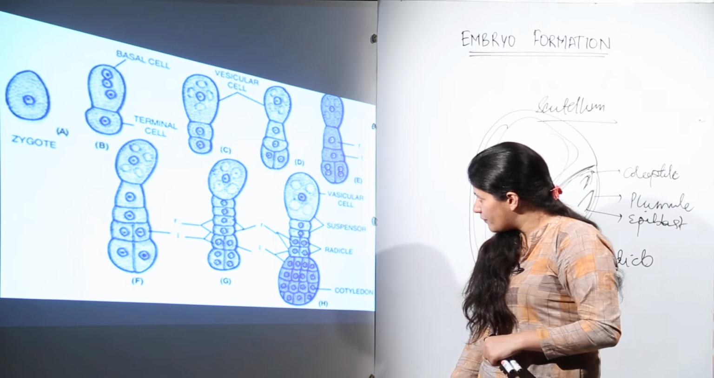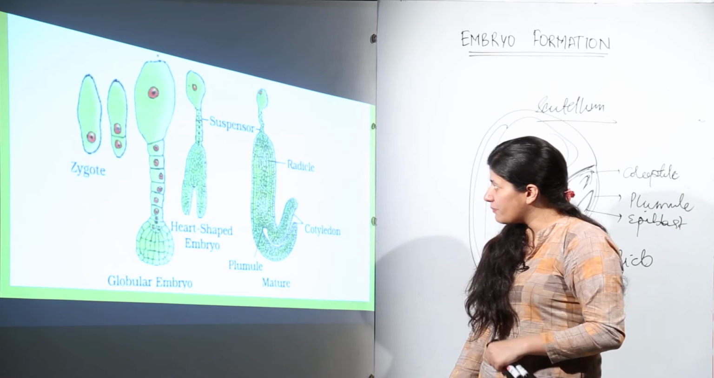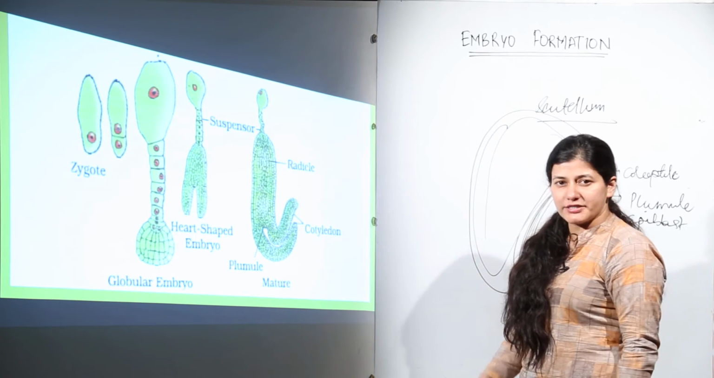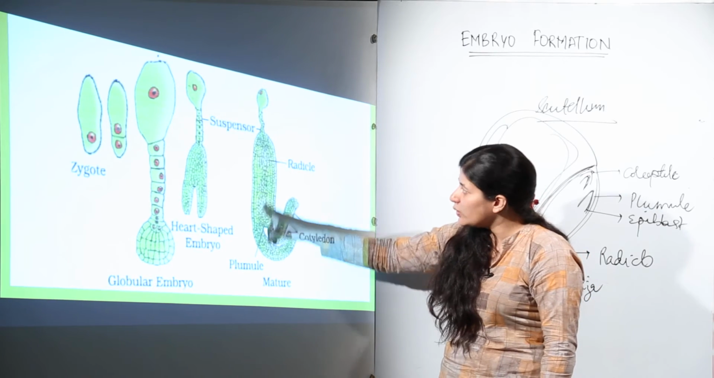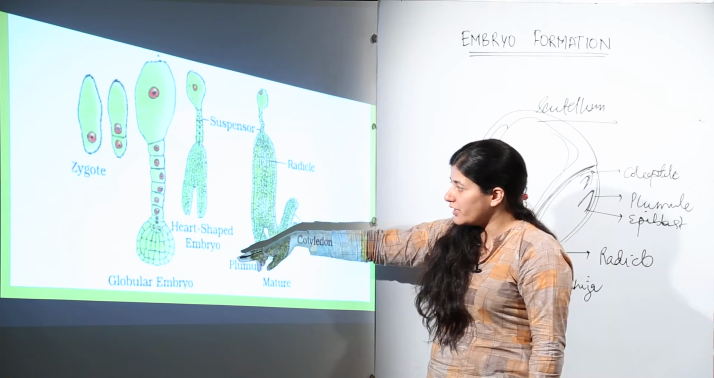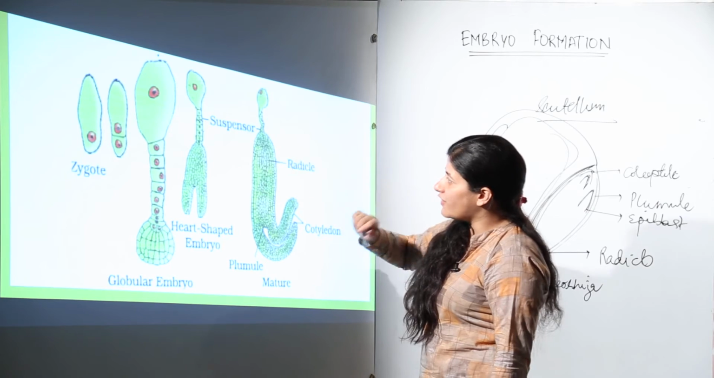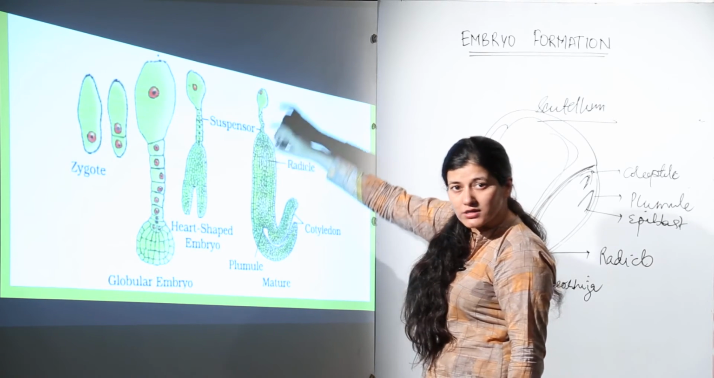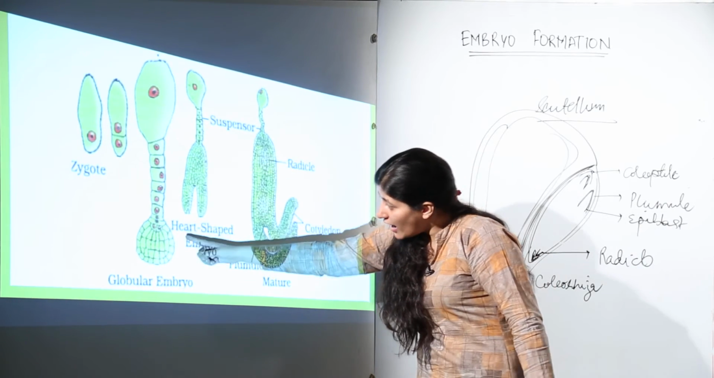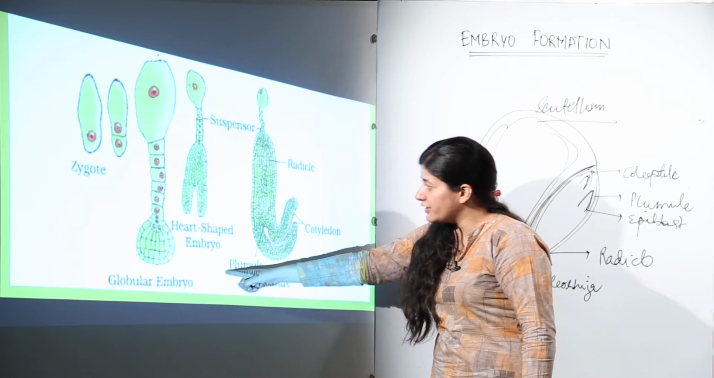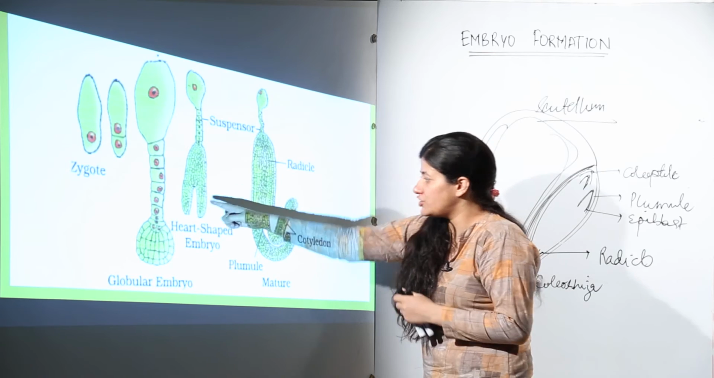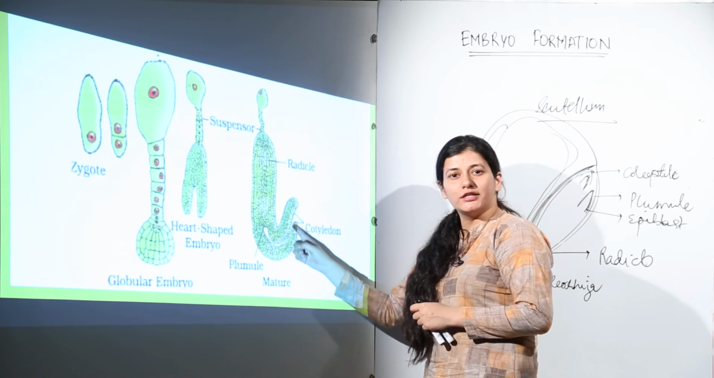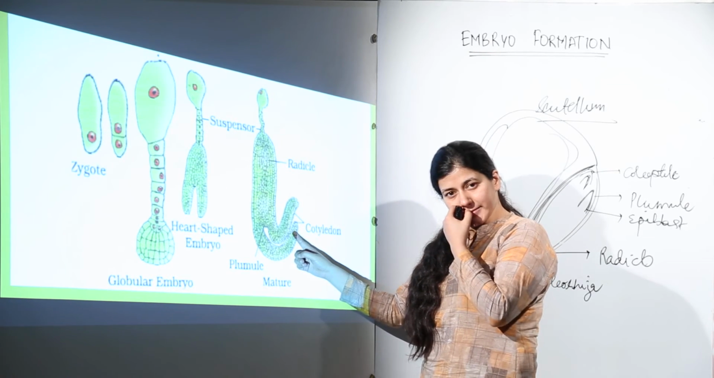Now, the next developmental stage is that of a dicot embryo. You are going to find two cotyledons, a plumule and a radicle. What you see over here is that the zygote divides, and long suspensor cells are joined to a globular embryo, which later on forms a heart shape, and from that heart shape you get two different cotyledons which are arranged.